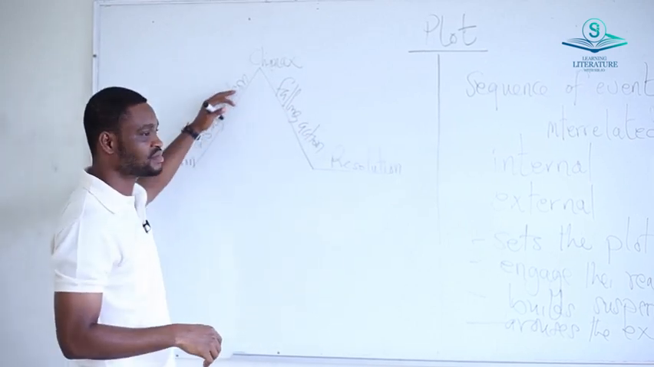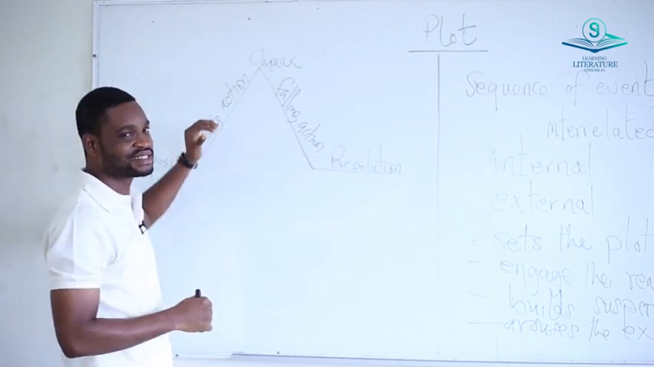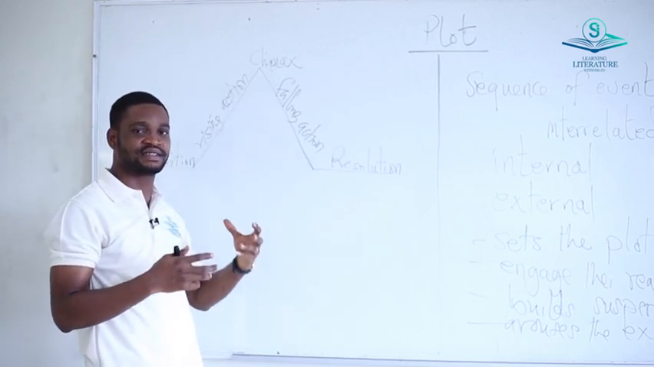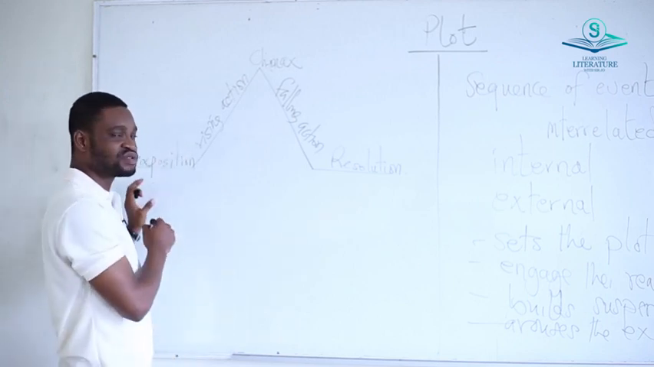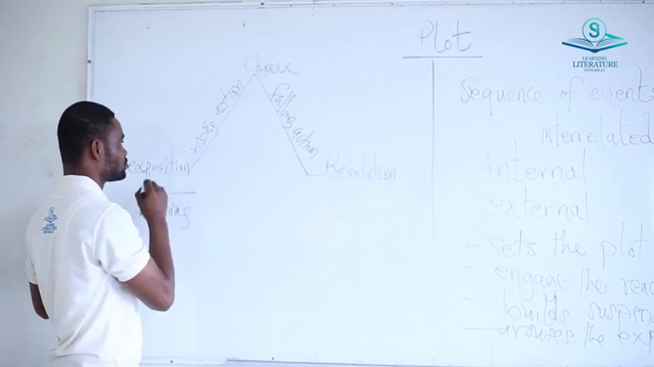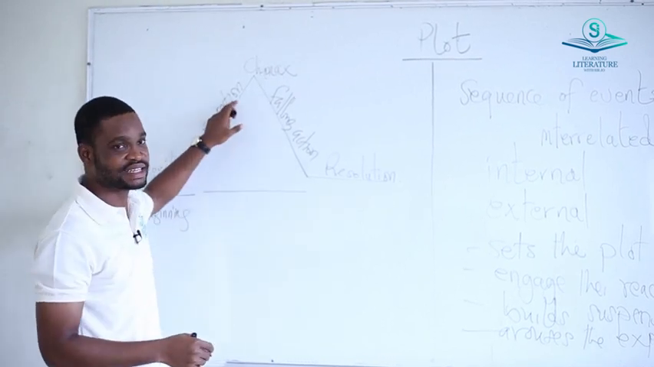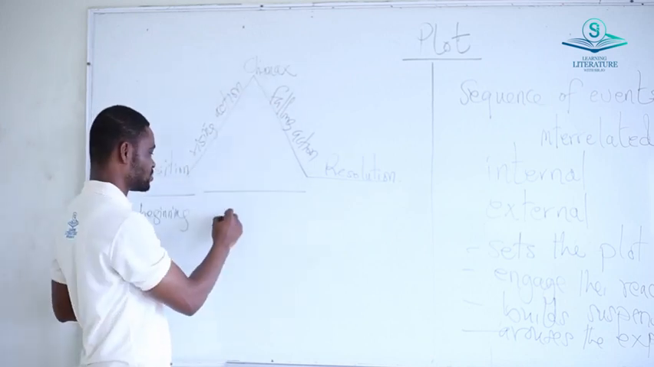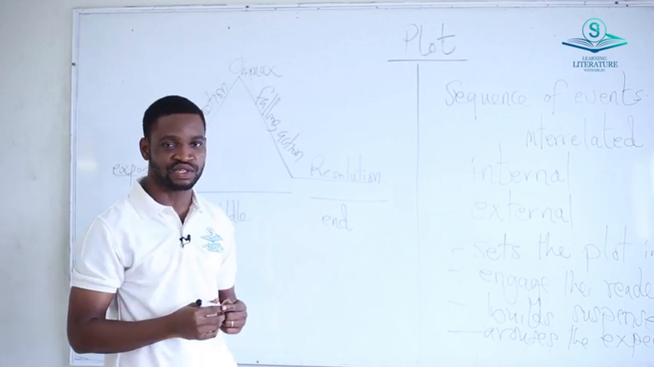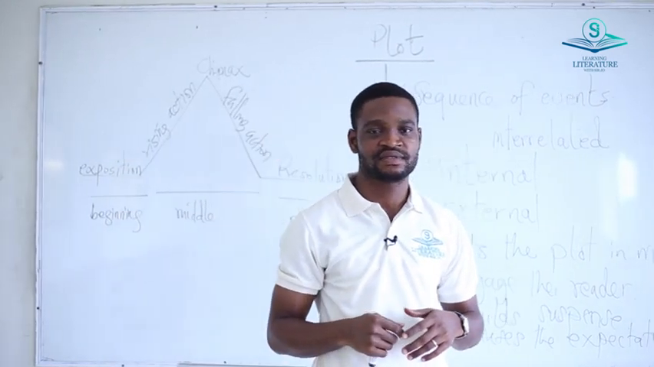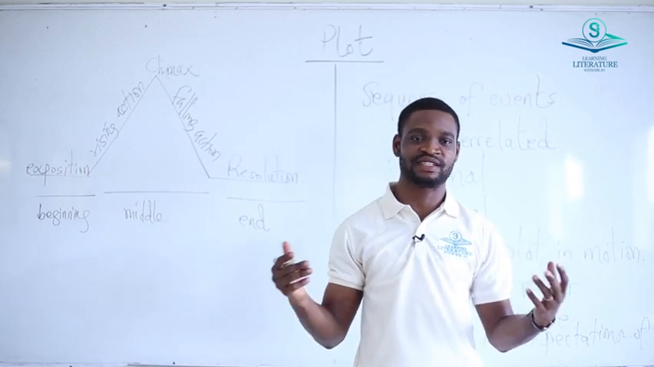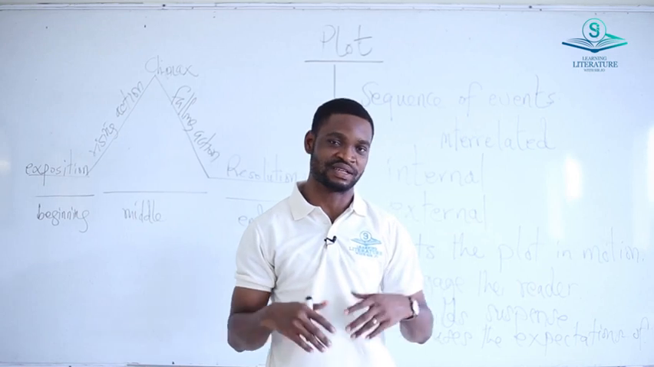Now, this is what we term Freytag's pyramid. This pyramid gives us five different stages of a plot, and the five stages can still be categorized into three. The exposition of the story is the beginning. The middle would have the rising action, climax, and the falling action. Then the ending would have the resolution. Another name that we have given to the resolution part of this plot is denouement. Denouement is a French word that simply means untying or unknotting.